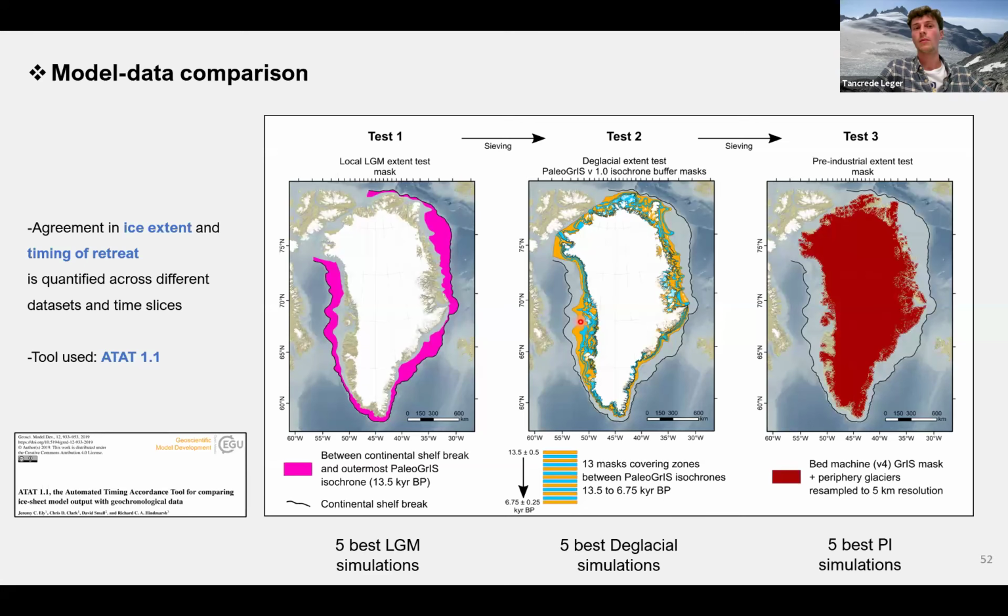And so for the rest of the talk, I'll talk a lot about these 5 best LGM simulations, which are the 5 best 95th percentile scores at this test. The 5 best deglacial simulations, the ones that are the best at this second test, and then the 5 best PI simulations at this 3rd test. We also have the 5 best overall simulations that have been through this sieving process. So if we look at the best simulations at test 1, only keep those, then do another sieve at test 2, only keep those, and then a last sieve at test 3, we end up with 5 simulations that are the overall best. So this is just to let you know what I'm talking about in the rest of the talk, basically.